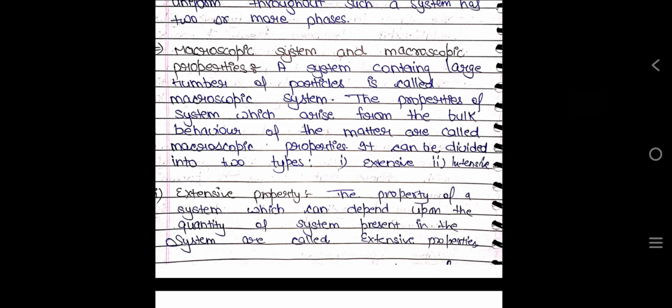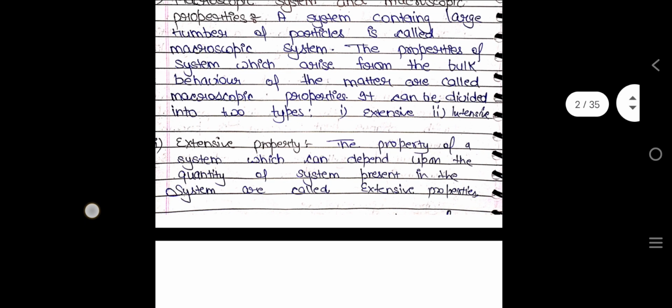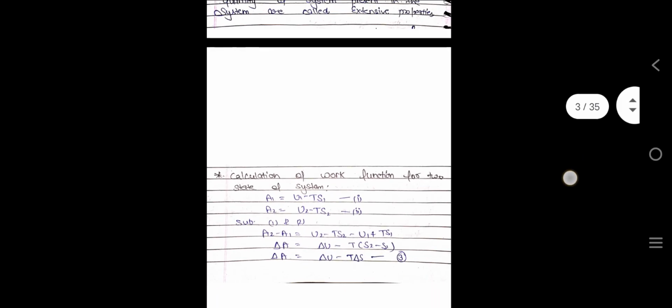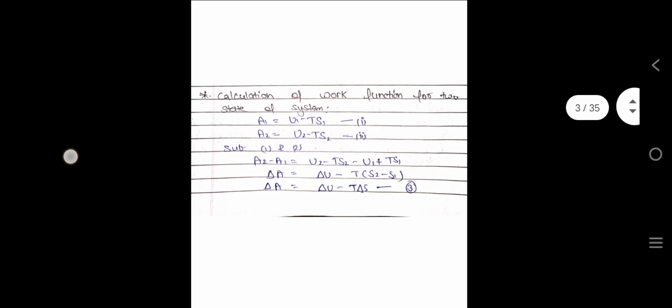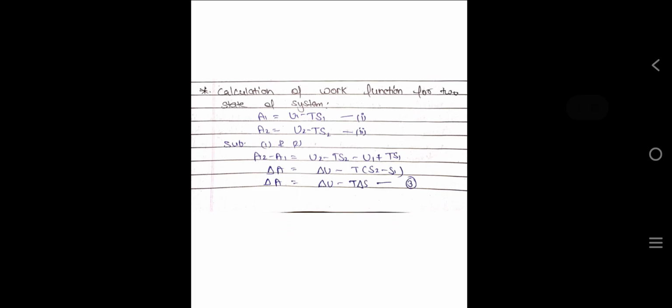Closed system. A system which can exchange only energy, not mass, with the surrounding. Isolated system. A system in which neither the energy nor the mass can be exchanged with the surrounding. Homogeneous system. If it is completely uniform throughout, such a system has only one phase. Heterogeneous system. When it is not uniform throughout, such a system has two or more phases.